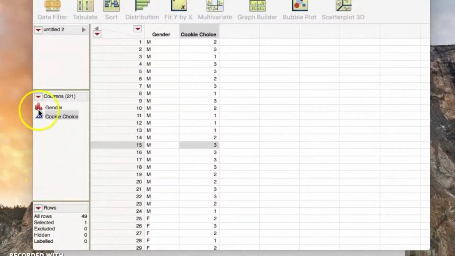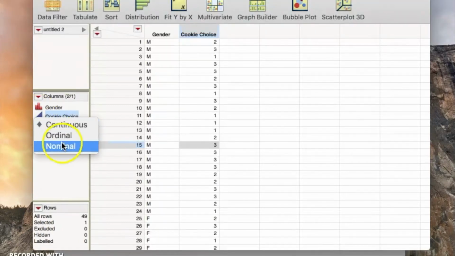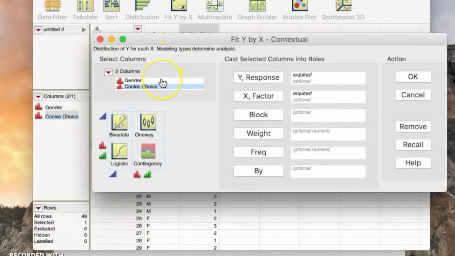After importing the data for a chi-square test into JMP, we must first make sure that both sets of categories are nominal. Then we will go to fit y by x and select gender and put it into the x and cookie choice into the y.